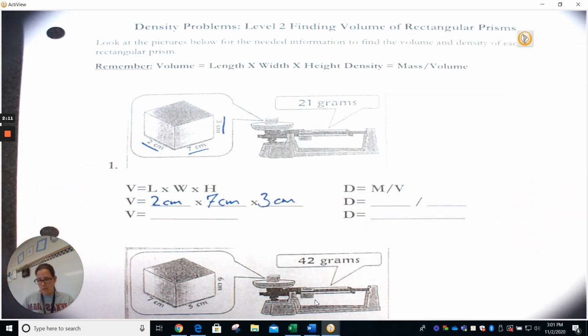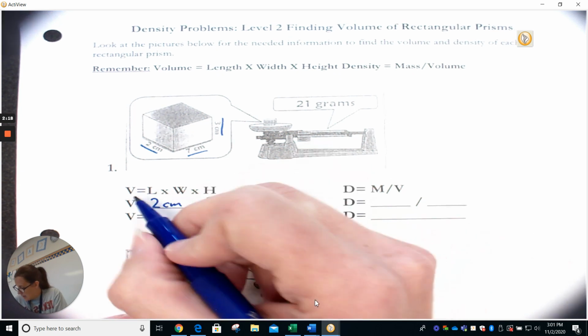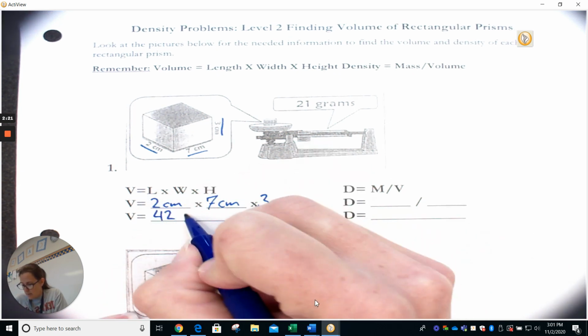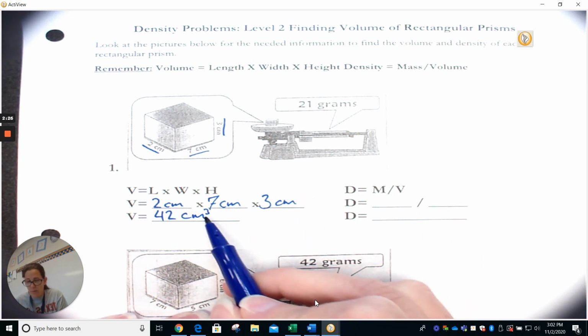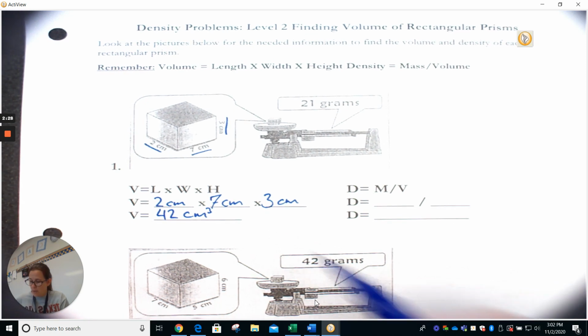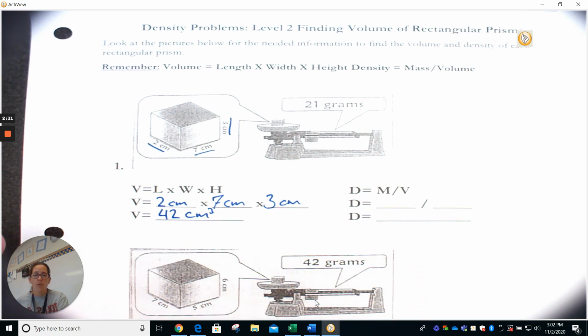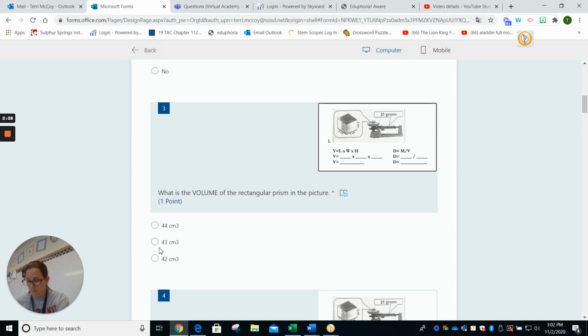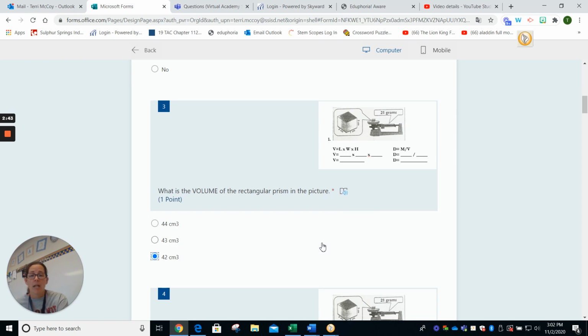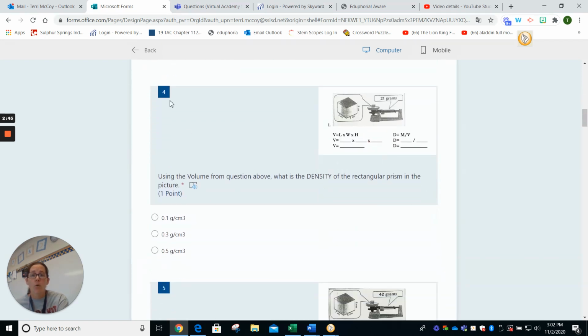Okay, so we've got that information. We're going to plug it into our calculator, and once we do that, we're going to find that our volume is 42 centimeters cubed. Remember, you've got 1, 2, 3. That's where our little 3 is going to come from. Okay, so there's your volume. So your answer to number 3 is going to be 42 centimeters cubed because we just did the math on it, right? Well, now let's go down and look at number 4.